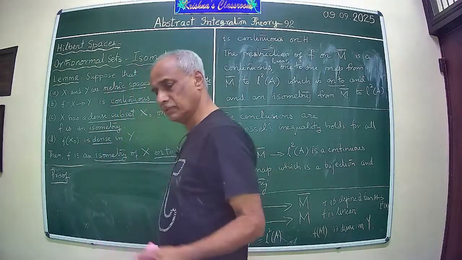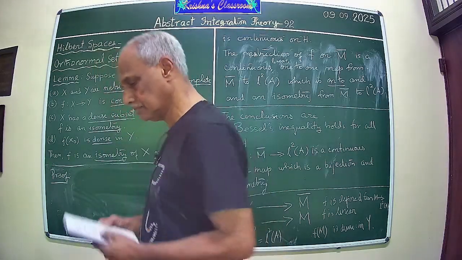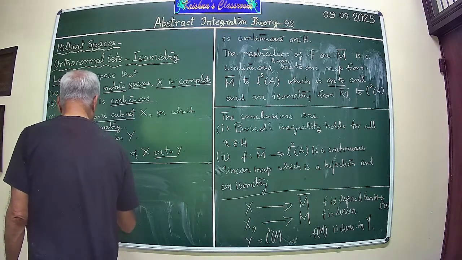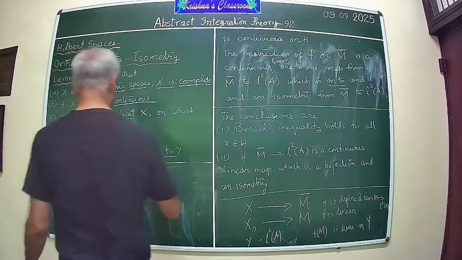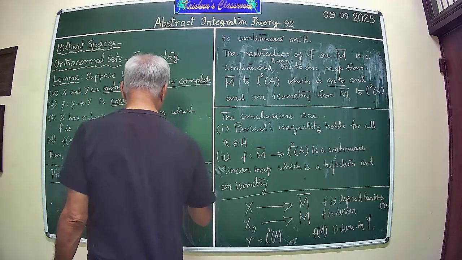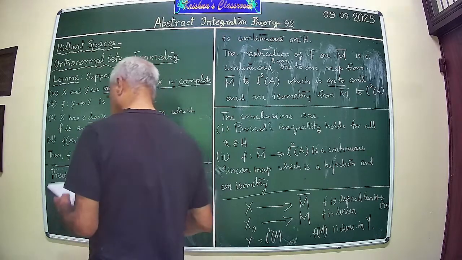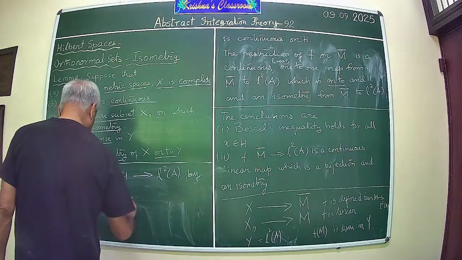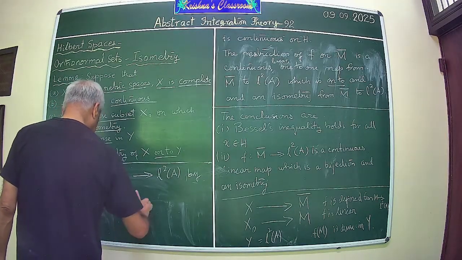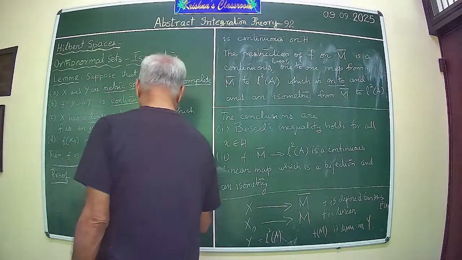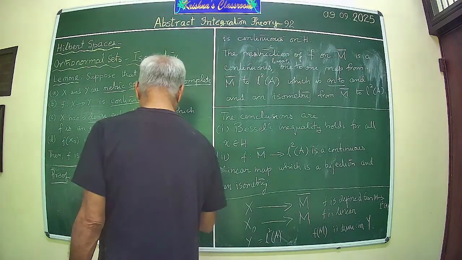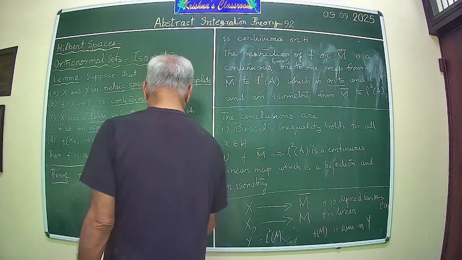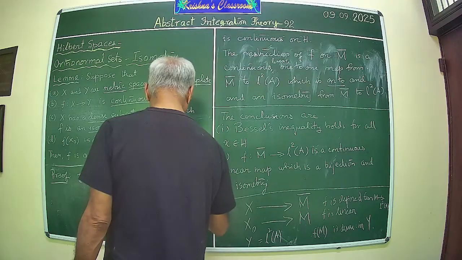Let us now have the following. Define F from H to L2(A) by x goes to x hat, where x hat alpha belongs to L2.